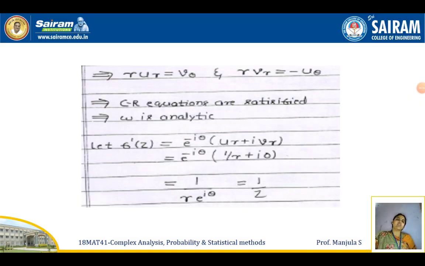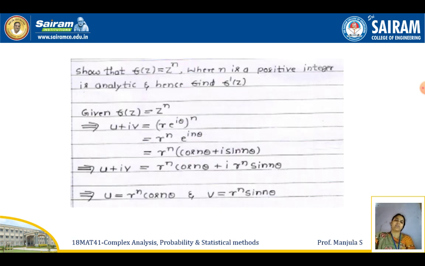The given function is log z. If you do the differentiation normally, the value is 1 by z only. So we are getting the same result, 1 by z. The only difference is that here we got the derivative with the help of this complex method. The solution is the same.